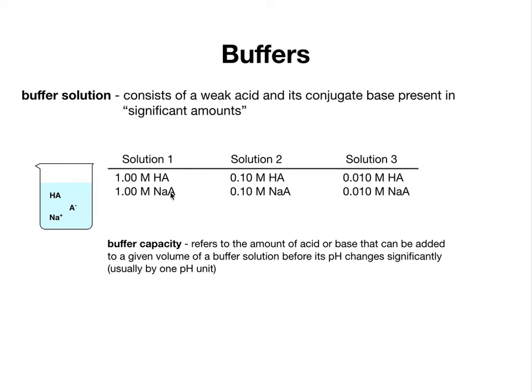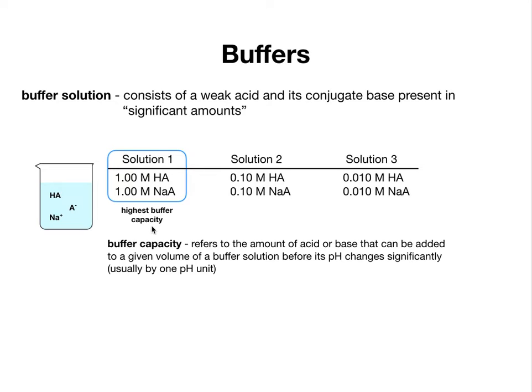Now, class, of these three solutions, they're all optimal buffers. This solution right here is a better buffer than this because this is 10 times as concentrated. This can neutralize much more acid or base compared to this. Of all three buffers, this would be really kind of the worst one in terms of the amount of added acid or base it could neutralize. This is 100 times less concentrated than this. So when we talk about buffer capacity, solution number one has the highest buffer capacity.